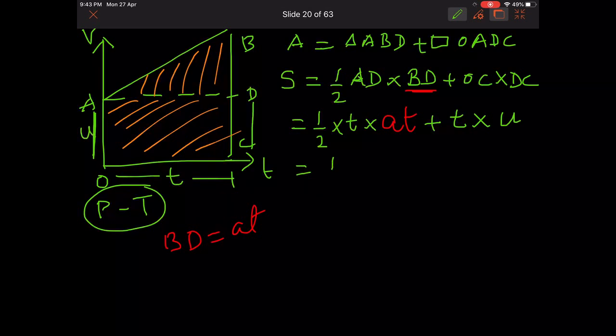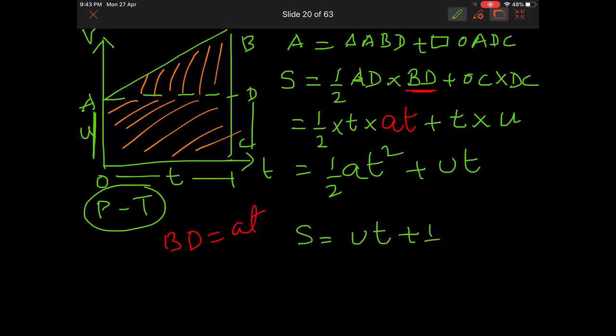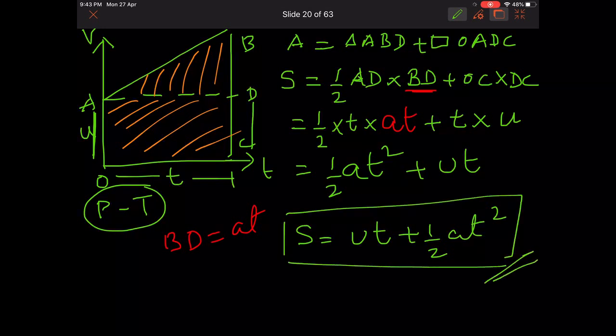So if I solve this, I will get half A T square, because T into T becomes T square, plus UT. So my final equation becomes UT plus half AT square. So this is my second equation of motion. I have simply calculated the area of triangle and rectangle and added them up.